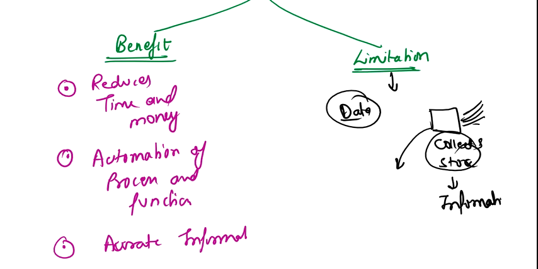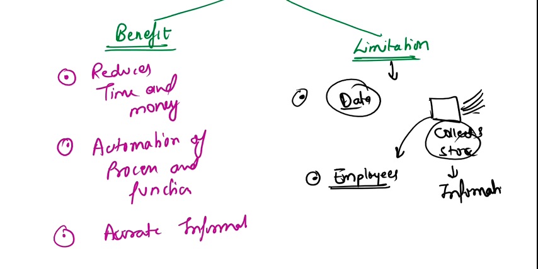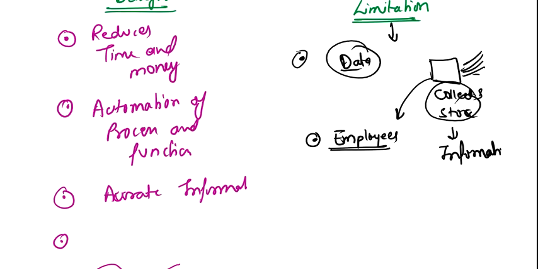So data is considered the most important element for machine learning and artificial intelligence. Clear? Sometimes they have their own data, but if they don't, then they have to purchase it from outside, which might be reliable, might not be reliable. Another limitation with respect to AI and machine learning is the employees. There are very few employees who are well trained in machine learning and artificial intelligence.